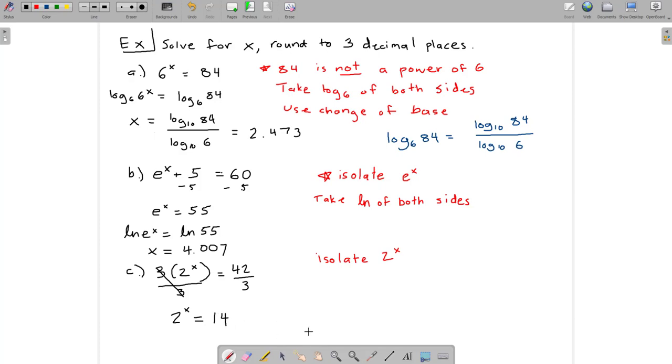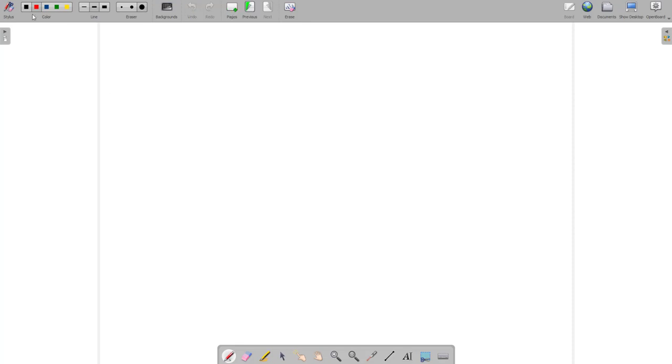Yeah, looks right. And so again, we can't write 14 as a power of 2. So that means that we're going to want to take log base 2 of both sides. So let me go ahead and write that. We'll annotate take log base 2 of both sides. Alright, let's go ahead and go to a new slide. Log base 2 of 2 to the x equals log base 2 of 14.